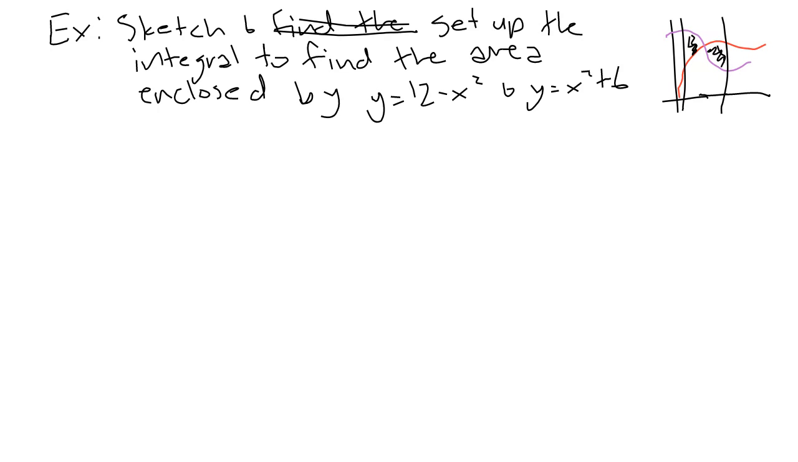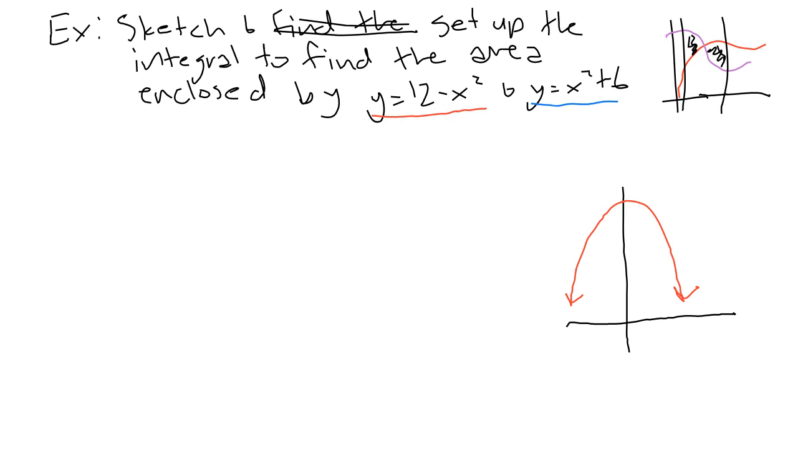Alright, so first let's go ahead and sketch the graph real quick. We know 12 minus x squared is going to start off kind of high. Let me give that a color. There we go. And it's going to start going down like that, just like a normal parabola. And we know x squared plus 6 is, once again, a parabola. It's not going to start quite as high, but this time it's going to face up.